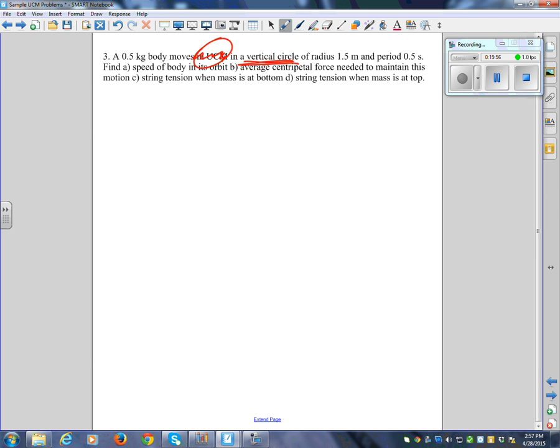So it's a radius of 1.5 meters. The period is 0.5 seconds. Find the speed of the body in its orbit. Find the centripetal force needed to maintain this motion. Find the string tension with the mass at the bottom, the string tension at the top, and I'm going to throw one more in there: the critical velocity to maintain motion.